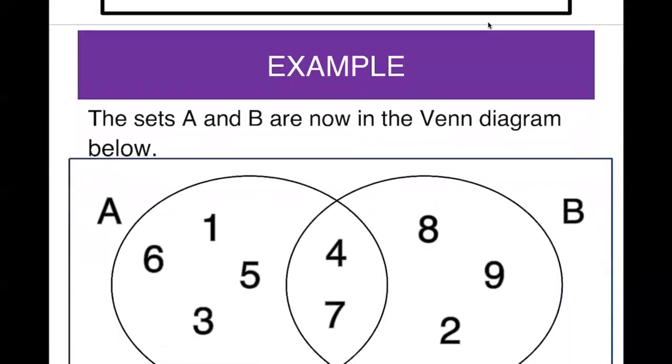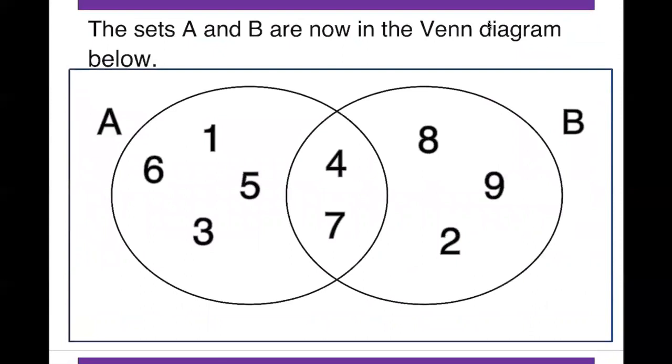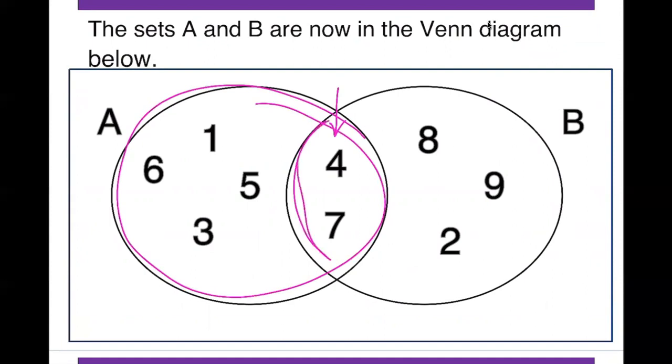So those are what they look like now. There are two numbers in this section here. This is the intersection, and it's what we call a subset. A subset means a part of a set. Already you have set A here, and this is a part of set A. But also, this is set B, and this is also a subset of set B.